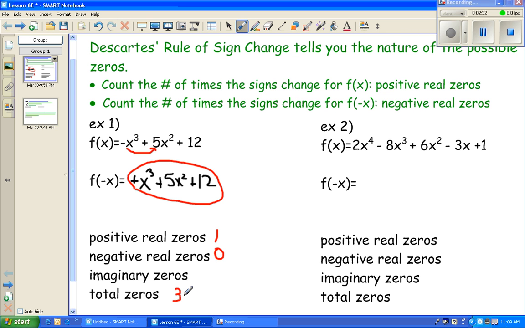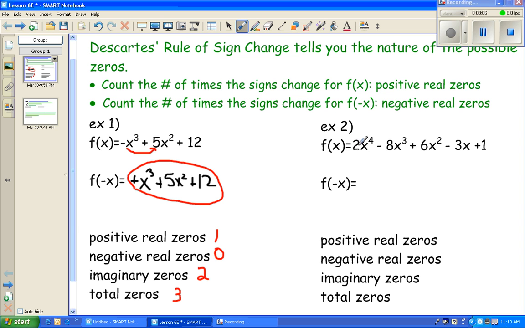So if I need 3 and I have 1, then that leaves our imaginary zeros to be 2. And you need to remember that imaginary zeros only come in pairs, so it can't be 1 or 3 or anything like that. So this is the breakdown of f of x. We're going to have 1 positive real zero, no negative real zeros, and 2 imaginary zeros, and that will total the 3 zeros.